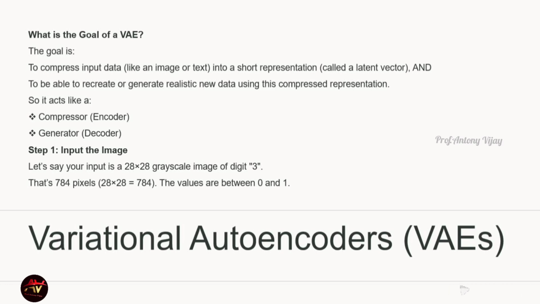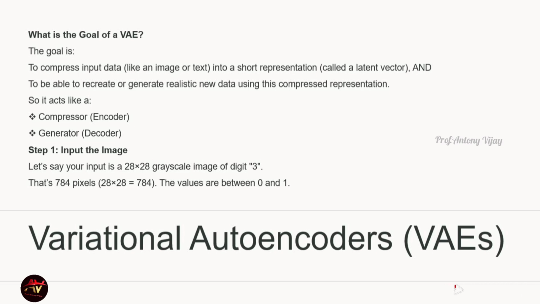The goal of VAE is to compress the input data. The input data may be an image or text that can be represented in a short form called a latent vector. Then with the help of the latent vector value we can generate realistic new data using the compressed representation. In this VAE we have two different neural networks. One is the compressor, called the encoder. The second one is the generator, called the decoder.